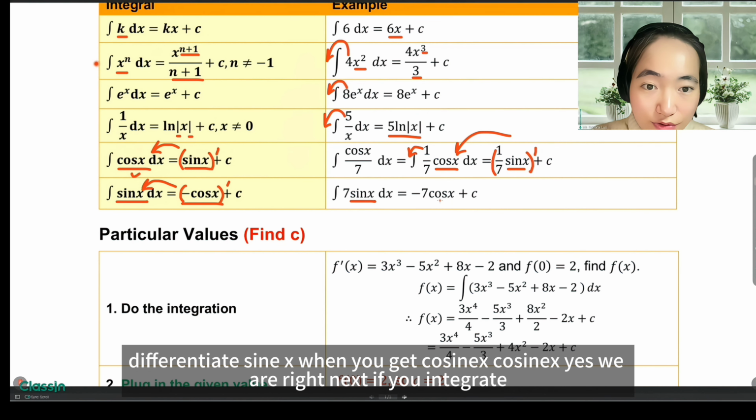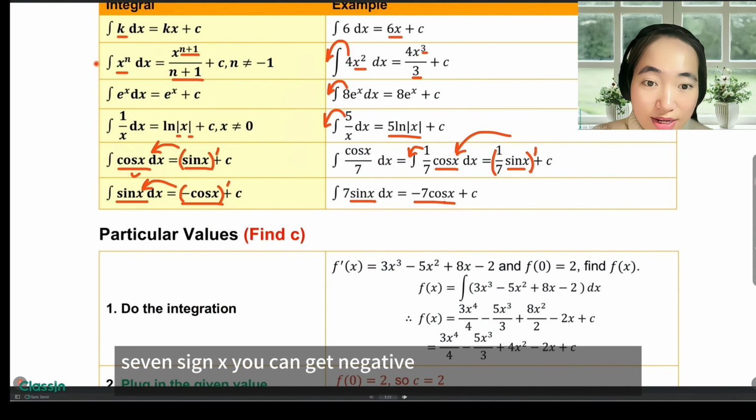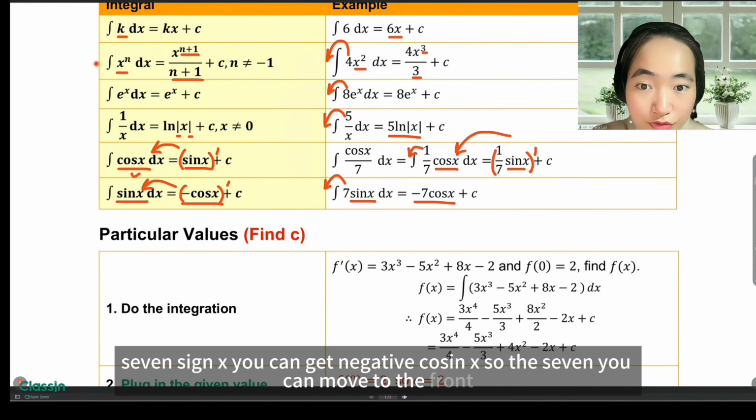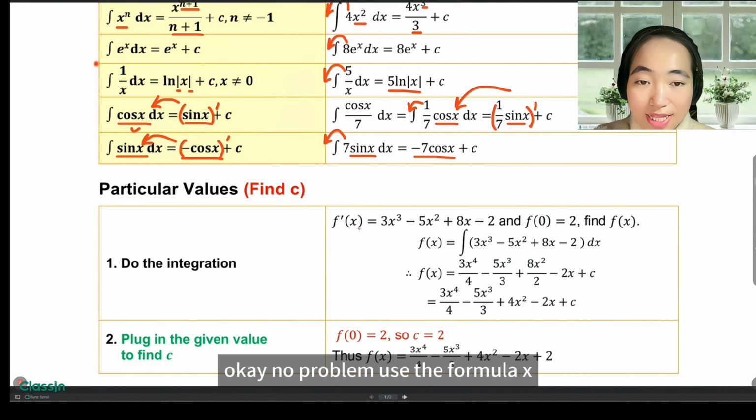Next, if you integrate 7 sine x, you can get negative cosine x. So the 7, you can move to the front. Okay, no problem. Use the formula.